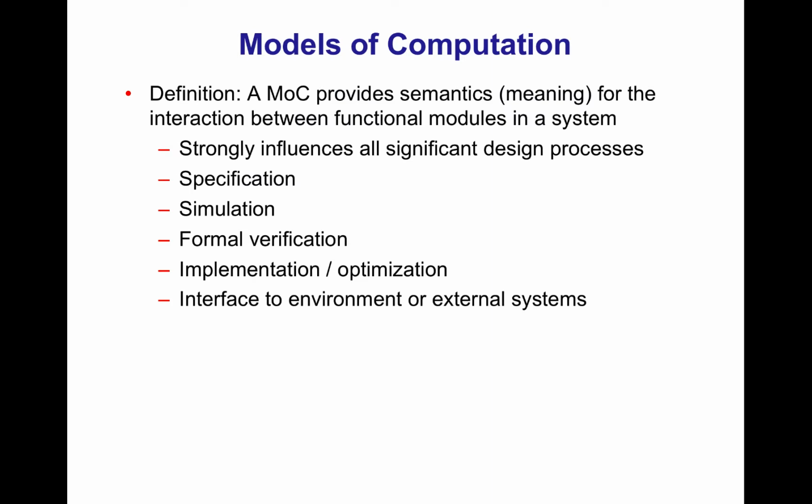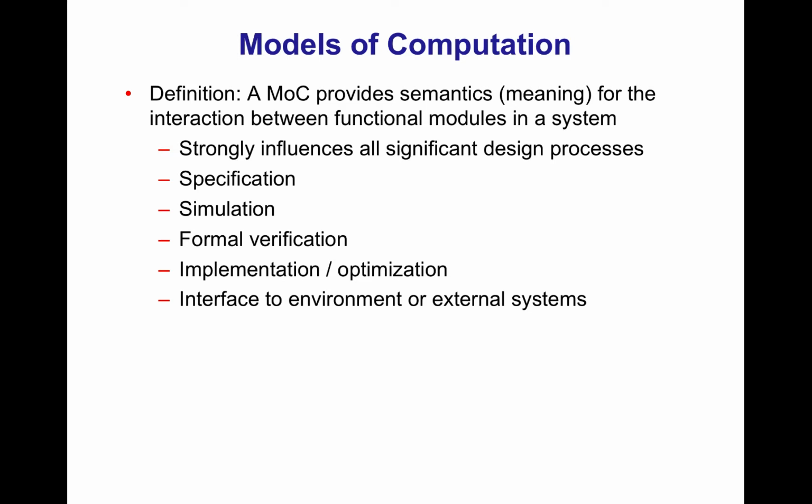A model of computation provides semantics for the interaction between the functional modules in a system. The model we choose for this has a great influence on all the significant design processes associated with developing implementations. These include the specification of the functionality of the system that we're designing, simulation of that functionality, and the potential for formal verification techniques that can prove certain important properties. Certain models of computation support these formal verification techniques better than others. Similarly, the model of computation defines what kinds of implementation and optimization methods we can use to derive efficient realizations for these systems.